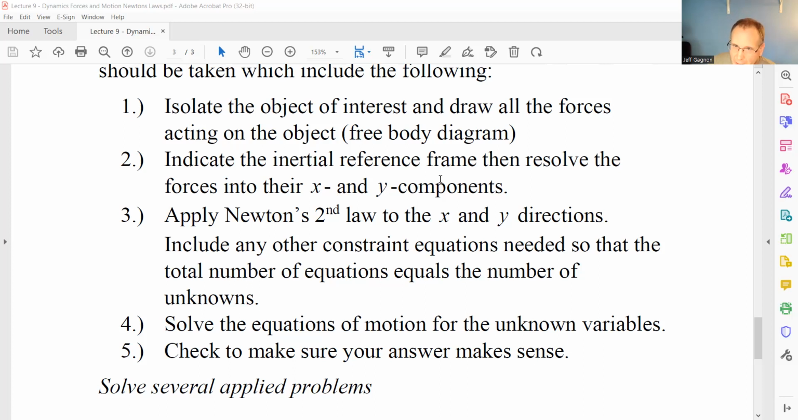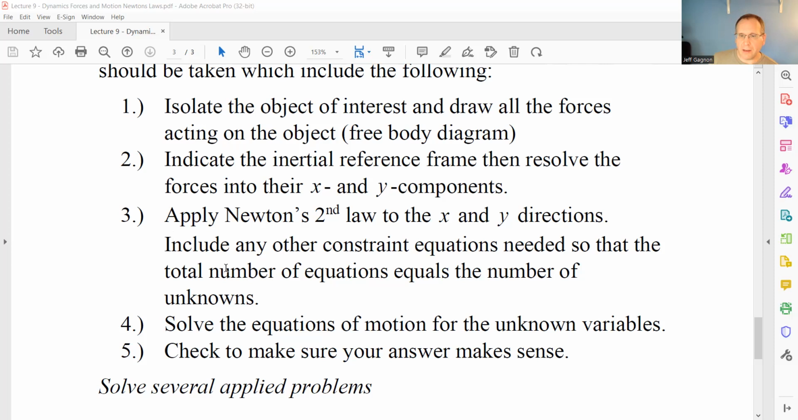Once you have the free body diagram drawn and you've resolved all the forces into their x and y components, then you want to actually apply Newton's second law. And I would use it in component form, right? So you're going to sum all the forces in the x direction. That's going to equal ma_x. Sum all the forces in the y direction. That's going to equal ma_y.